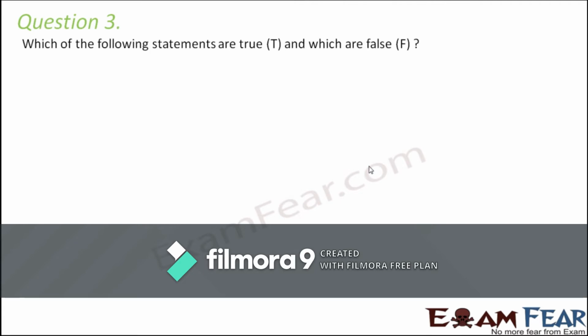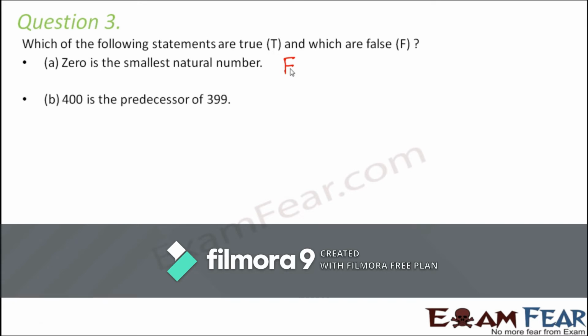Question number 3. Which of the following statements are true and which are false? 0 is the smallest natural number. So this is absolutely false, because 0 is not at all a natural number. The smallest natural number is 1 and 0 is a whole number. 400 is the predecessor of 399. That is also false, because 400 is the successor of 399, because 400 comes after 399. In fact, we can say that 399 is the predecessor of 400 because 399 comes before 400.